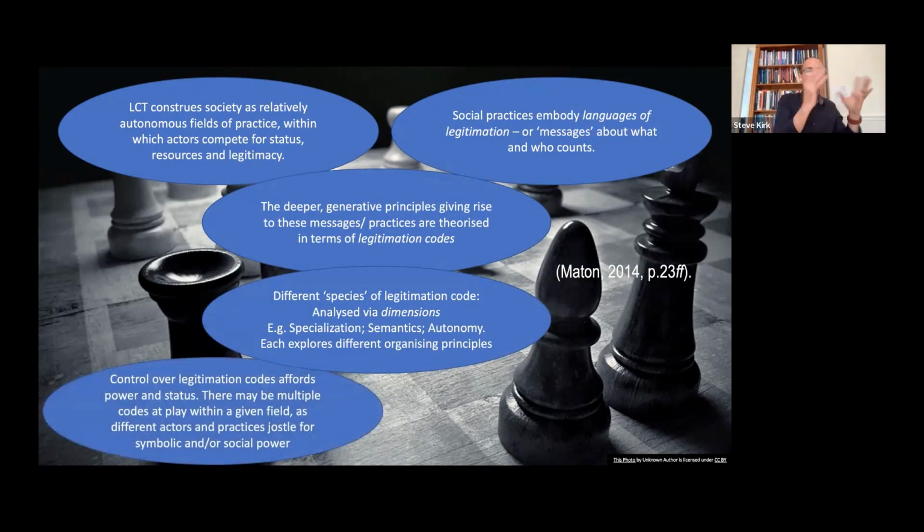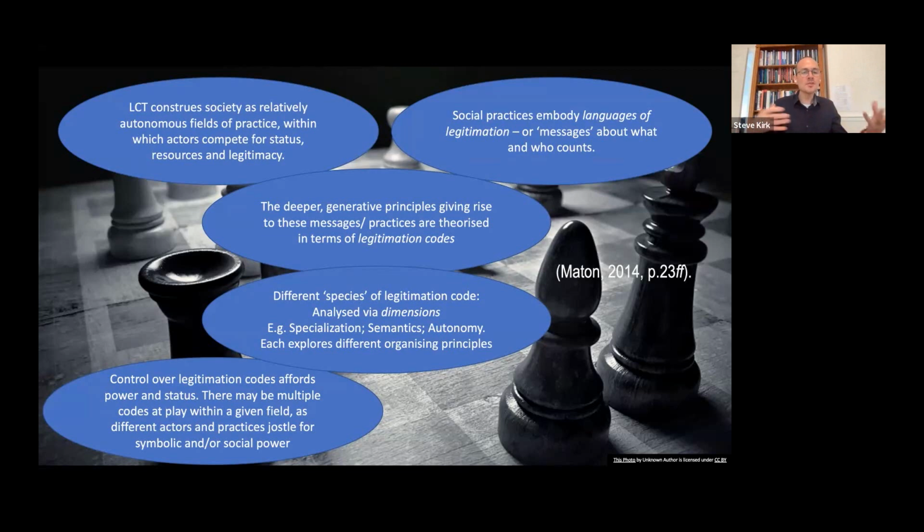So in society, in these different fields of practice, we might be talking about an EAP unit, an academic department, a staff room, or different communities and practices beyond the academy. Control over these legitimation codes, over these principles, affords power and status. If you know the rules of the game, you're more likely to succeed. And we can think of EAP teachers in the classroom. We can think of students and their academic writing.